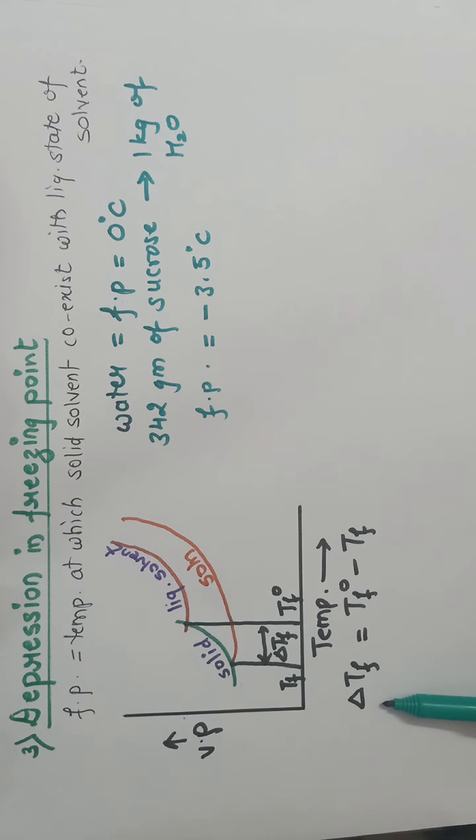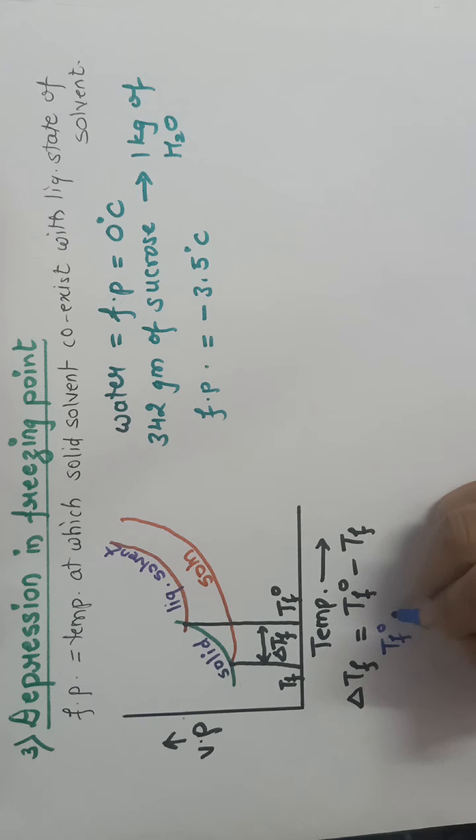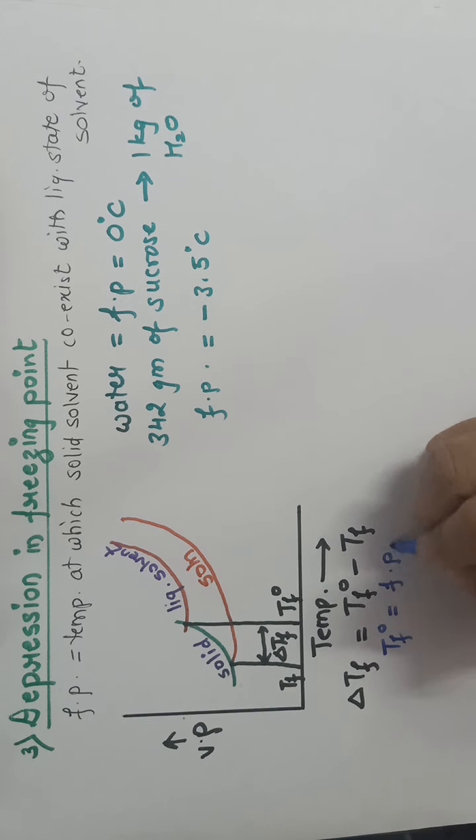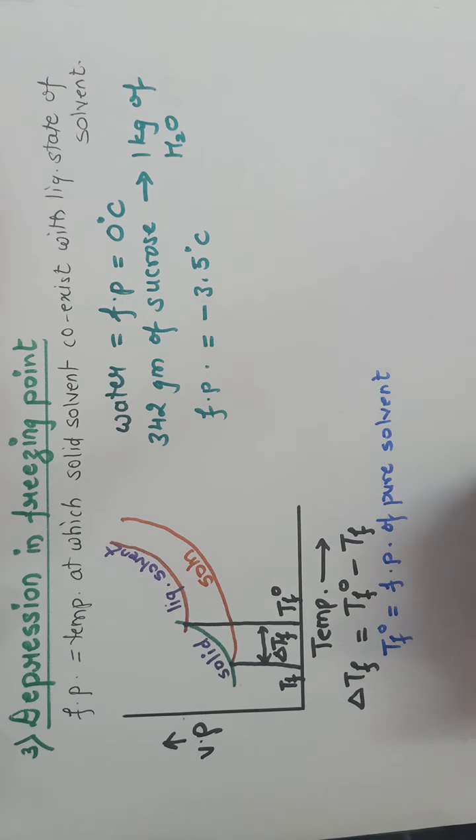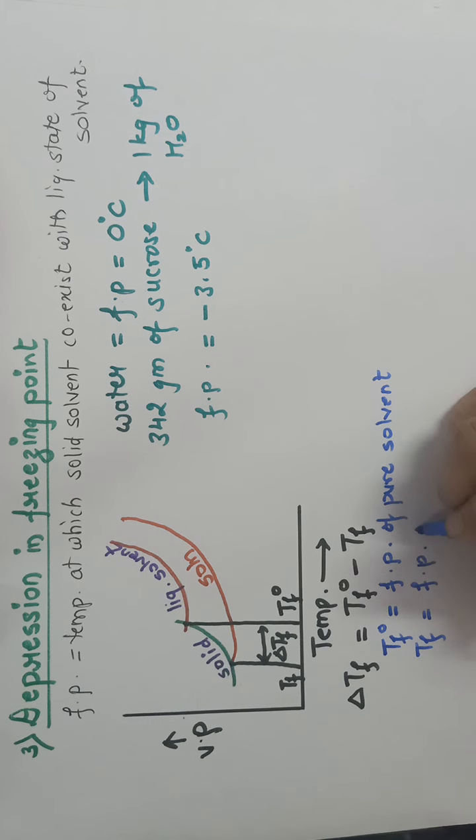Now coming back to this equation, del TF equals TF0 minus TF. In this, TF0 represents the freezing point of the pure solvent. TF represents the freezing point of the solution.